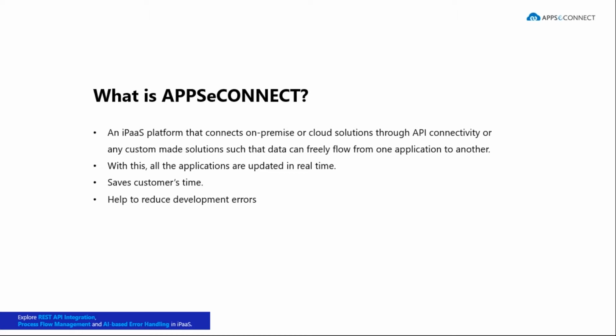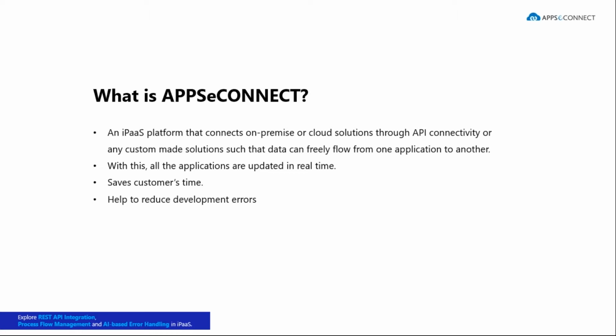So as we have said earlier, AppSeConnect is an application in the iPaaS platform. What it does is that it connects two or more disparate applications together so that they can easily transfer their state from one to the other. With AppSeConnect, you will find that the data from one application can be very easily transferred to other applications, and you will also get the status updated in real time.